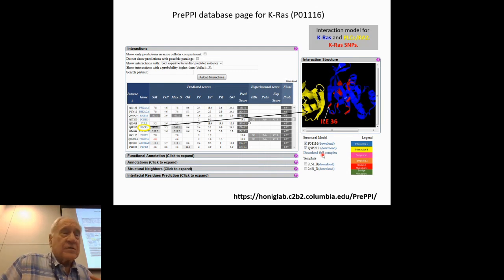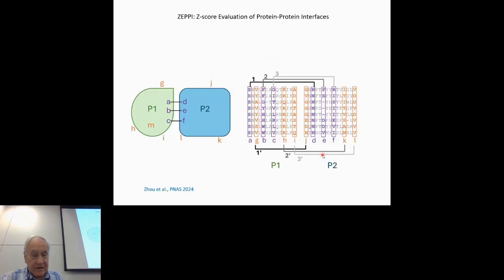There are different sorts of evaluations that we do. One of them is simply what I said, looking at ROC curves on different databases. We've tested some of our predictions experimentally, and we're constantly refining and improving it. In a recent paper of ours, we have something we now call ZEPI.